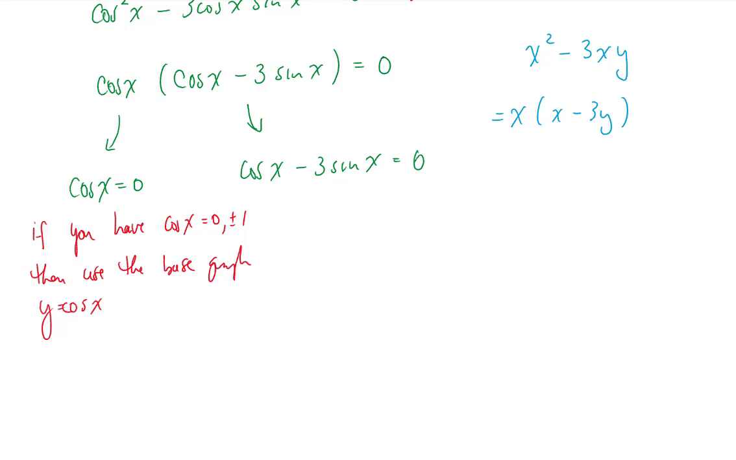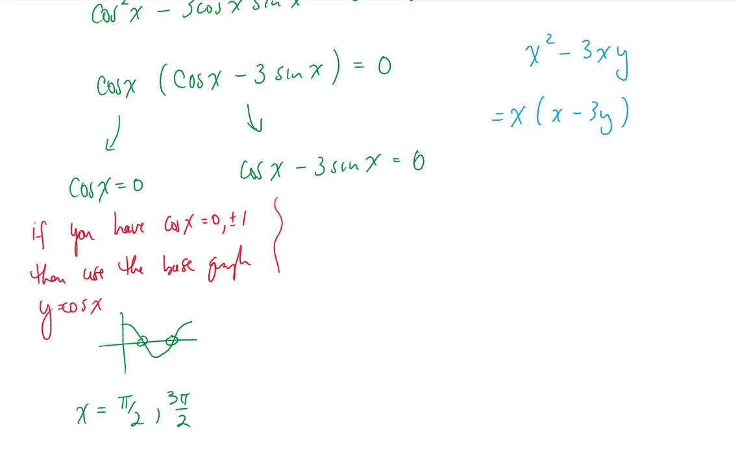So let's look at the base graph for cosine. The base graph looks like this. So we're looking for where it equals 0, and we see it equals 0 at x equals, so 0 to pi, so half of that would be pi/2, and from pi to 2 pi, so the midpoint of that would be 3 pi/2. So far we've got 2 of the possible 4 solutions.